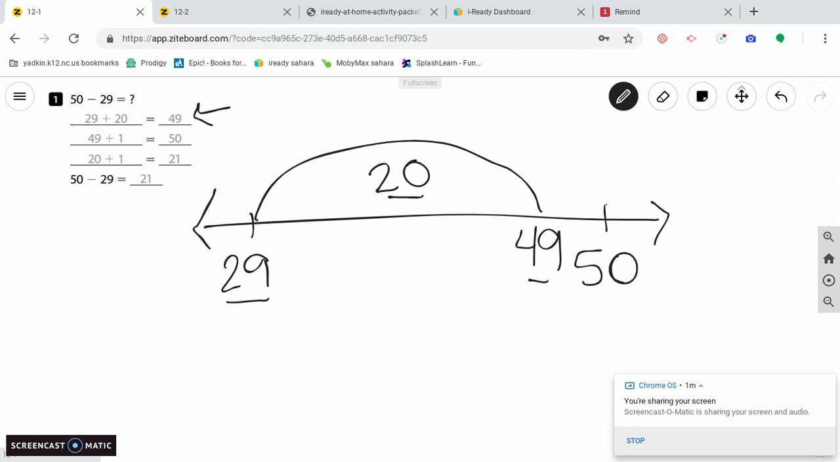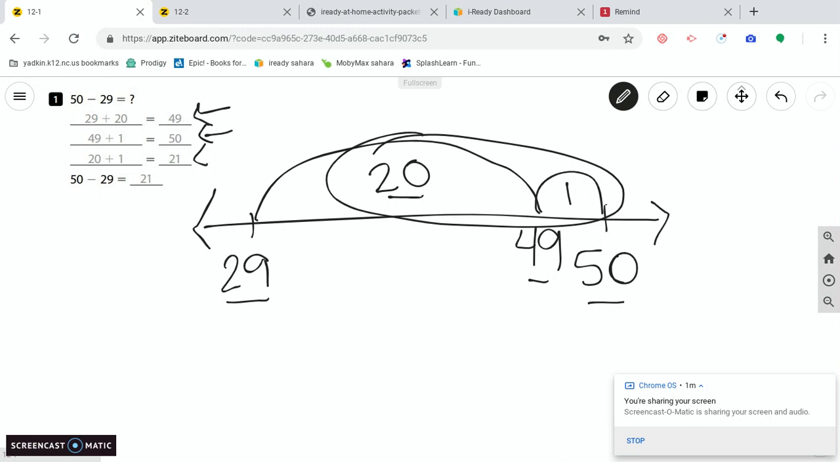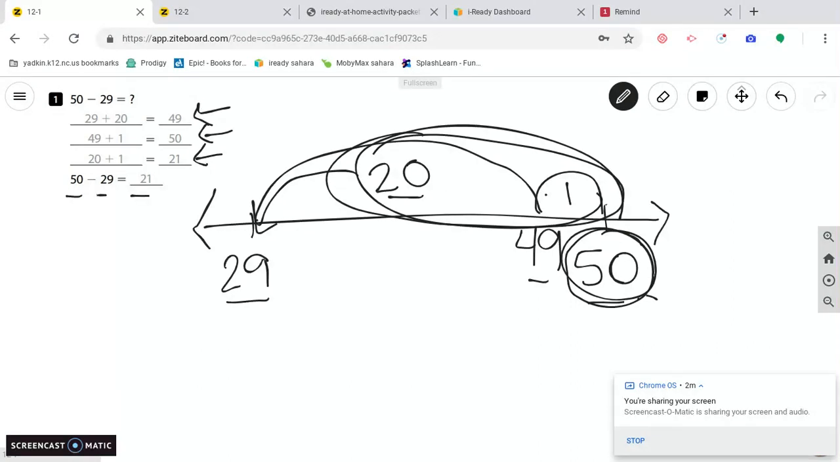Now what do I add to 49 to get to 50? 1. So 49 plus 1 is 50. Then that last addition equation is just adding your jumps. 20 plus 1 is 21. So my answer is 21. And if you look at this number line backwards, 50 minus 21 would give you 29. Whole minus part. Same thing, whole minus part equals the other part.